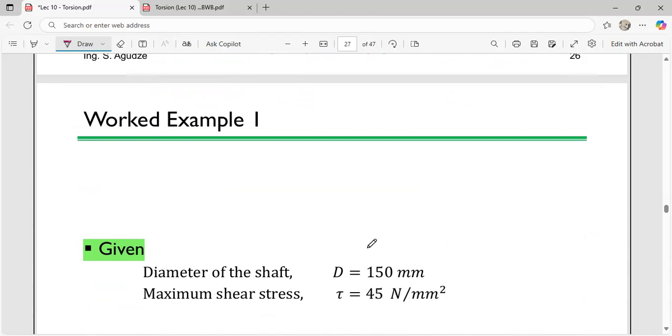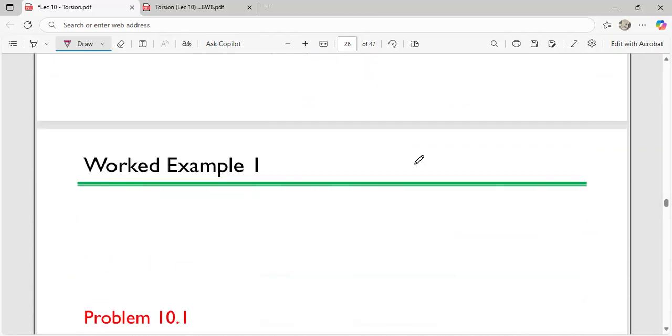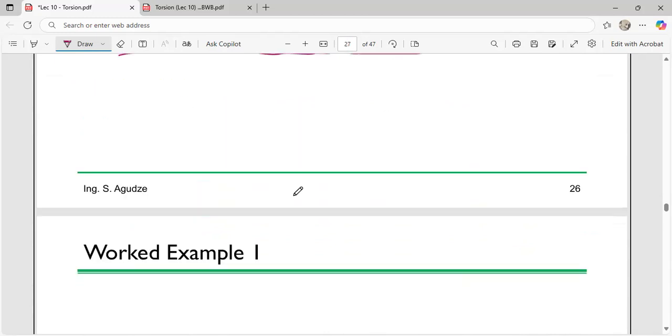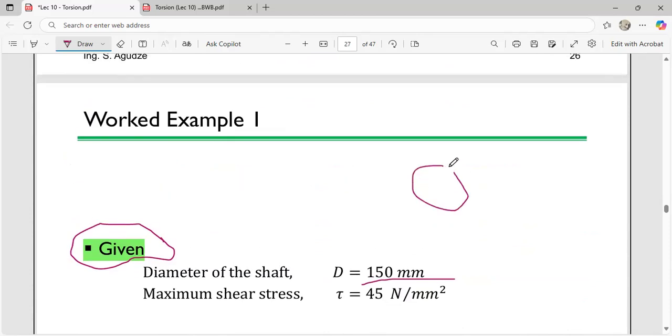The first thing we are supposed to write down is our given. The diameter of the shaft they told us in the question is 150 mm. The diameter is just the shaft, let's say if this is the end view, the diameter is just this. It's a circular shaft, so you have to see that it's in the form of a circle.